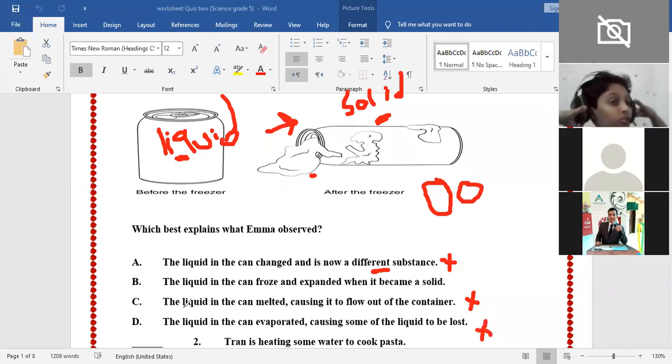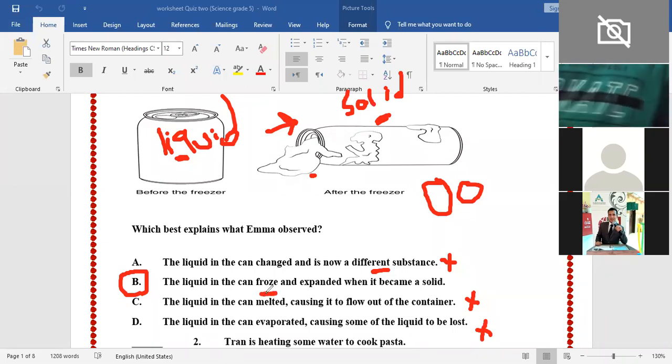So the right answer is letter B. Why? Because the liquid in the can froze and changed to ice. When it changes to ice, it expands and increases in size.